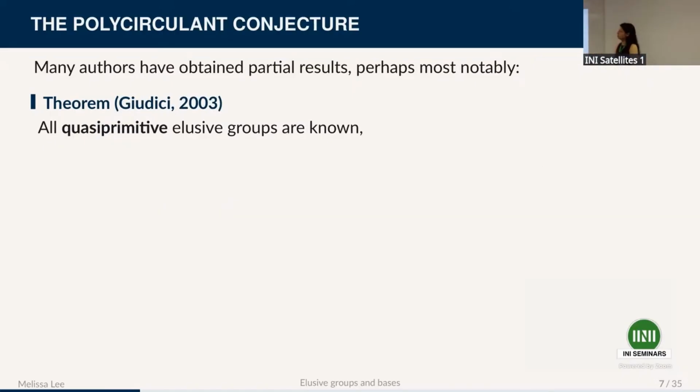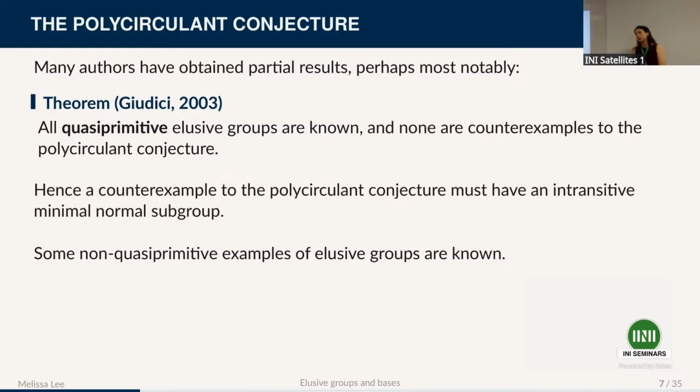Now, a lot of work's been done on this conjecture, and I'm not going to review the literature there, but maybe I'll state one of the most striking results, which is due to Giudice in 2003. Michael Giudice showed that all quasi-primitive elusive groups are known, so he classified these groups. Recall yesterday from Cheryl's talk that a quasi-primitive group is one in which all the normal subgroups are transitive. So he classified all of the quasi-primitive elusive groups, and he showed that, unfortunately, none of them are counterexamples to the polycircular conjecture. That means that in each case, you can always find one of these larger groups that has the same orbits on this direct product and has derangements.